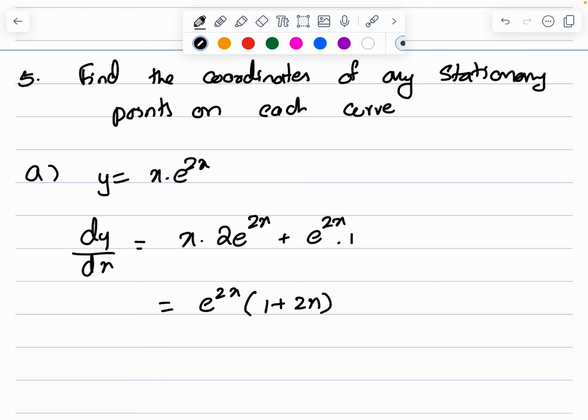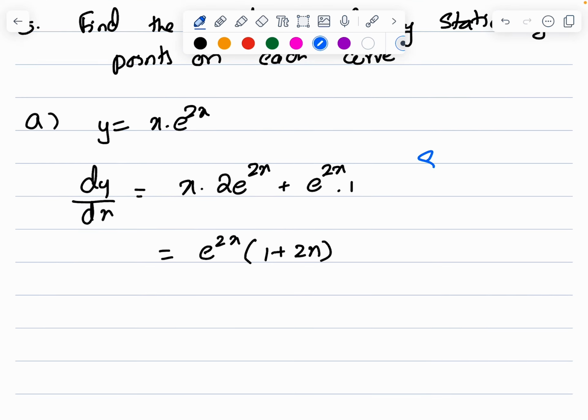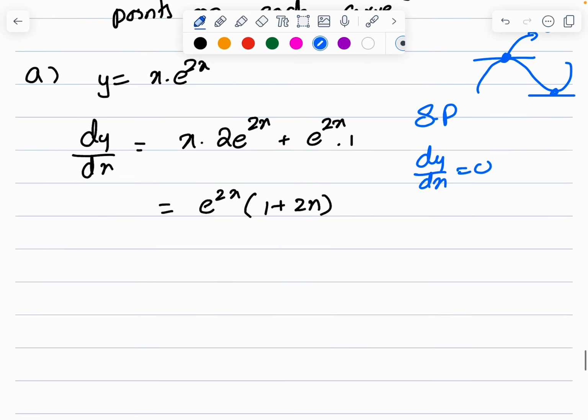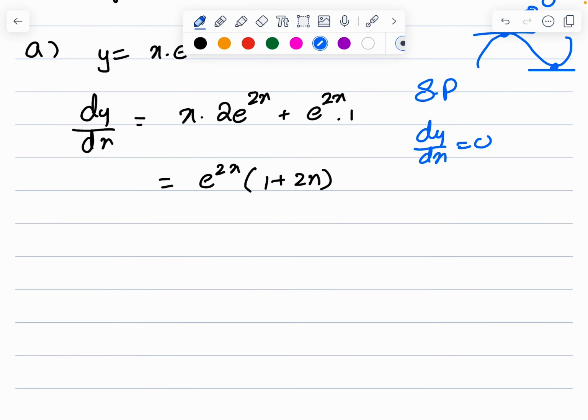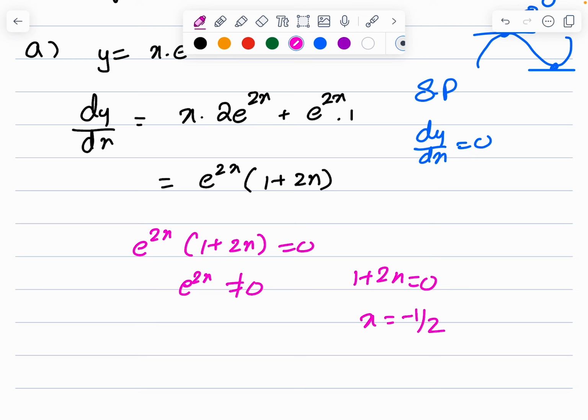Now what will happen is, at a stationary point, dy by dx should be equal to 0. Because if this is a curve, this is a stationary point, this is a stationary point, the slope will be equal to 0. If you draw a tangent over there, the slope will be equal to 0, either at a maximum point or minimum point. So e power 2x times (1 plus 2x) equals 0. We know that e power 2x can never be equal to 0. So only 1 plus 2x equals 0. So x equals negative half.